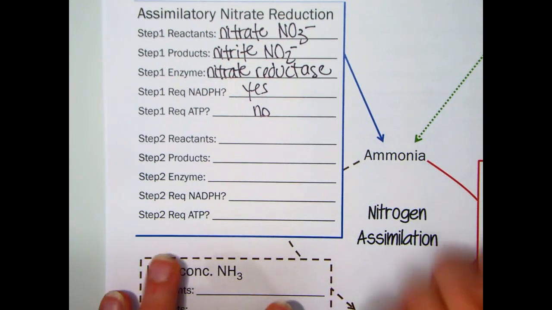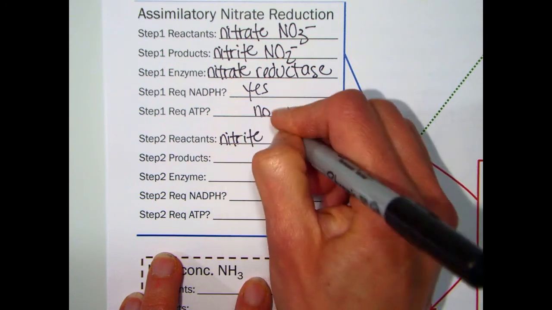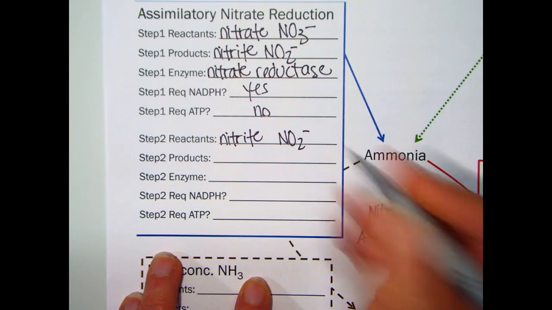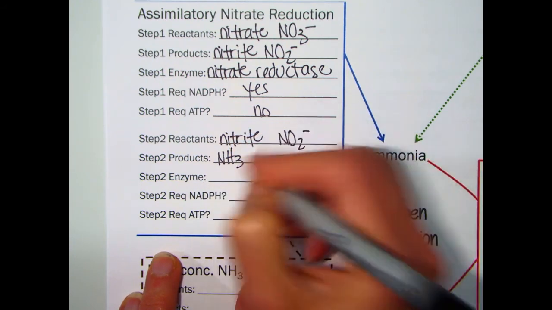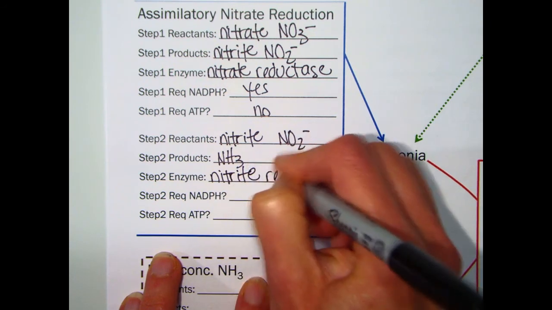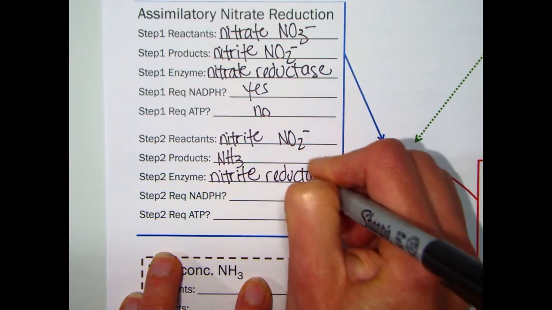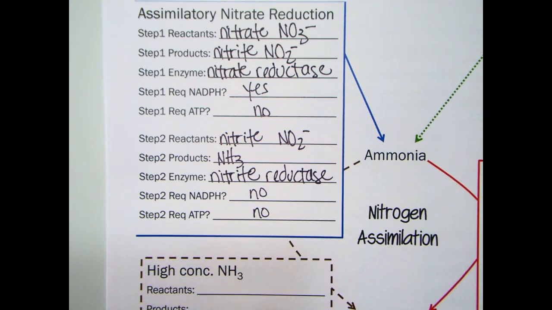In the second step, the cell will take the nitrite, the NO2 minus that was made in the first step, and turn it into ammonia. The enzyme that does this is called nitrite reductase, and it does not use NADPH or ATP.